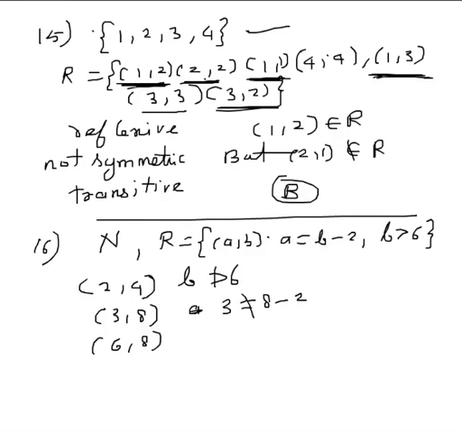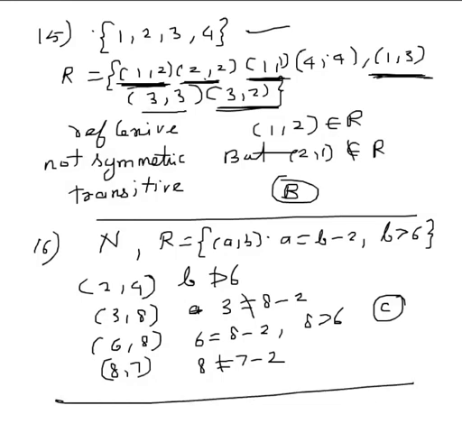(6,8): yes, 8 is greater than 6, and 6 is equal to 8 minus 2. Both the conditions are satisfied. Therefore, (6,8) is the answer. And what about (8,7)? Let us try that also. b is greater than 6. But 8 is not equal to 7 minus 2. So C is the correct answer.